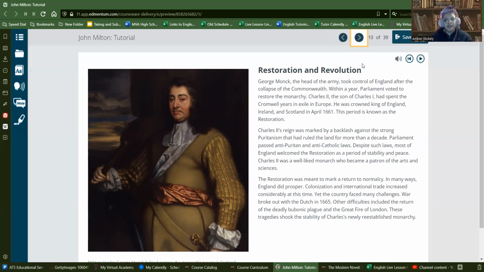So Charles II pretty much tried to cut back and push back against the Puritanism that had been ruling the land, basically. So the Puritans were gaining power in the beginning of the war and the years leading up to the war, which is part of why Oliver Cromwell was able to be so successful. And Charles II kind of recognized that that was dangerous, and he tried to dismantle that. So he passed a lot of anti-Puritan and anti-Catholic laws. He wanted more power back in the hands of the monarchs and not in the religious groups' hands.